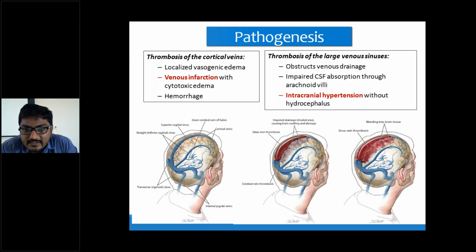Thrombosis of the large venous sinuses obstructs venous drainage, impairs CSF absorption at the arachnoid villi, causing intracranial hypertension without hydrocephalus. When will be your final year exam? When will be your part 1 examinations? Do you have any idea? January, February, March. Okay. Intracranial hypertension without hydrocephalus.